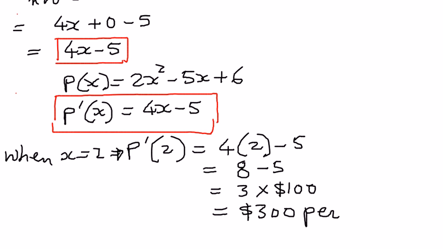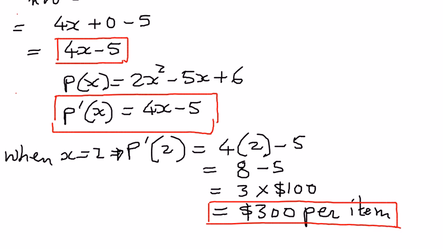So to tie it back into the problem, if we want to find the instantaneous rate of change of profit with respect to the number of items produced when x is equal to 2, the instantaneous rate of change of profit when x equals 2 is equal to $300 per item. So this is our answer. This is the way we're going to solve application related problems.